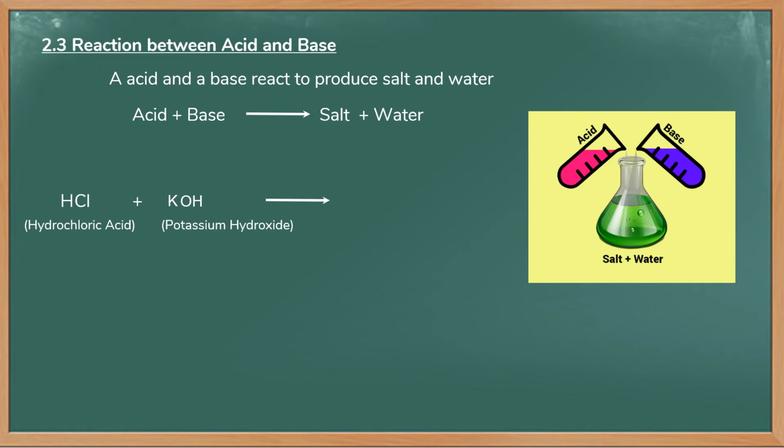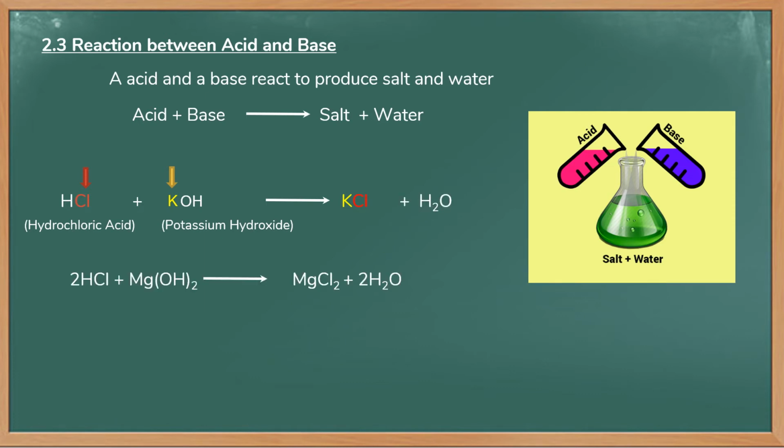What do we get when we mix an acid and a base together? The reaction between acid and base produces a salt and water. In the example, we see the reaction between HCl, hydrochloric acid, and KOH, potassium hydroxide. The Cl chloride combines with K potassium to produce KCl, potassium chloride, and water.